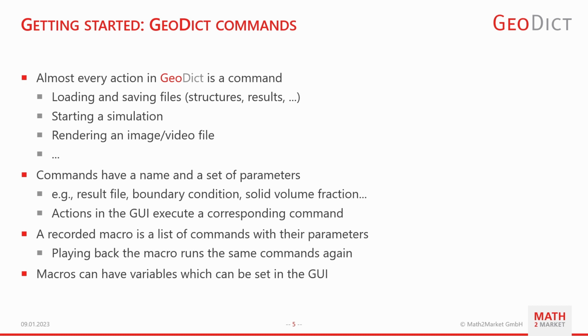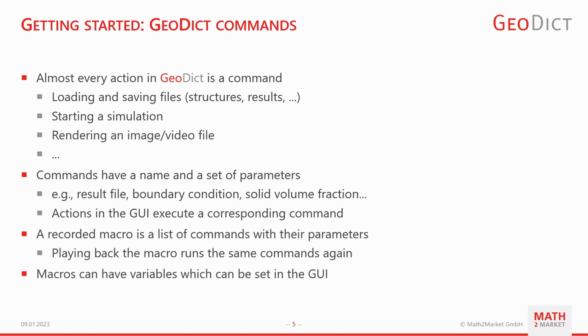One of the most important concepts in GeoDict automation is the so-called command. Almost every action in GeoDict is a command. For example, loading and saving files, structures or results, starting a simulation, or rendering an image or a video. Each command consists of a name and a set of parameters. For example, the result file name, the boundary conditions when running a solver, the solid volume fraction when generating a structure, and so on. Almost all actions in the graphical user interface execute a corresponding command in the backend.